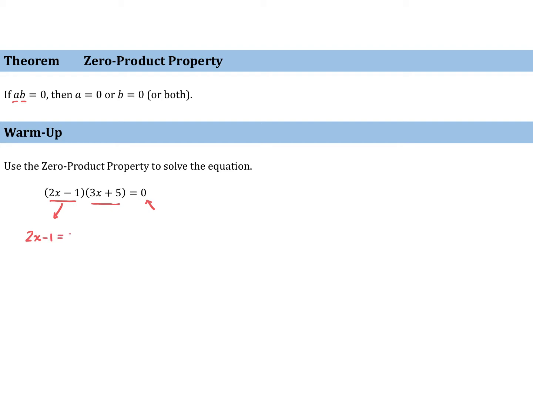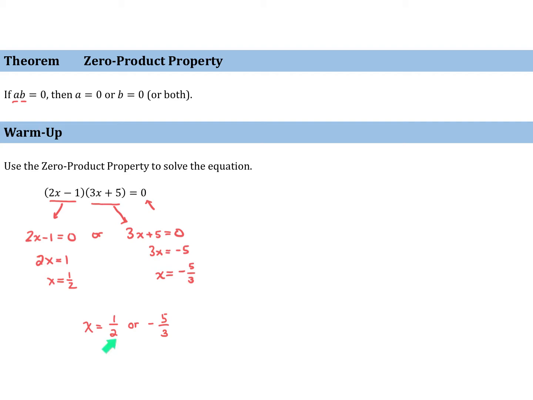So 2x minus 1 equals 0, or 3x plus 5 equals 0. So this would mean if we add 1 to both sides, 2x would equal 1, x equals 1/2. Or if we come over here, 3x would equal negative 5, and x would equal negative 5/3. So this tells us that x equals 1/2 or negative 5/3. Now what's that mean?